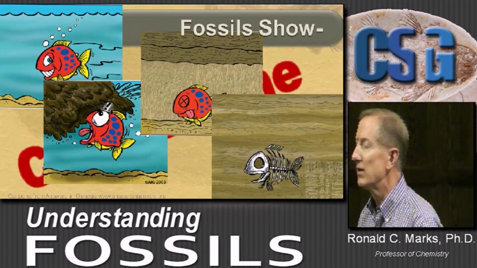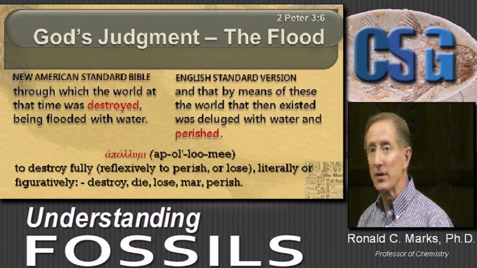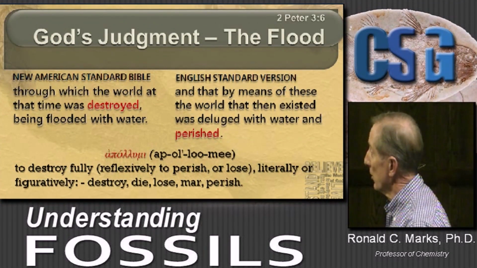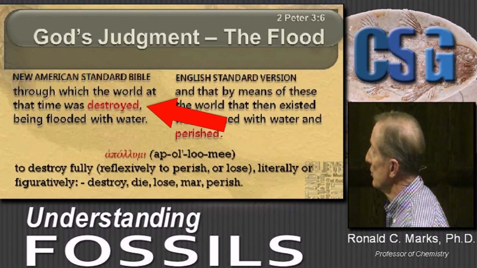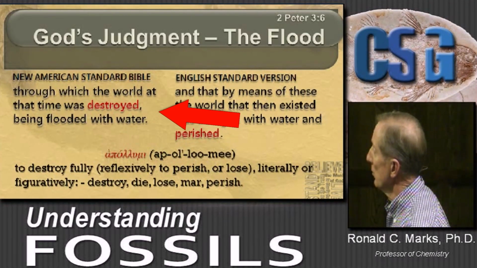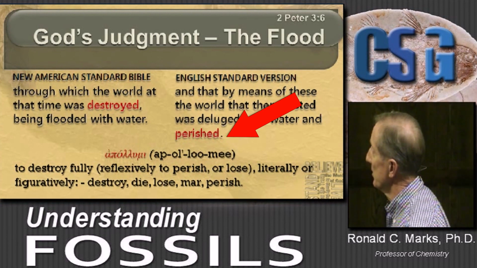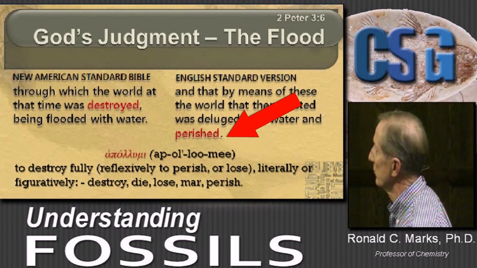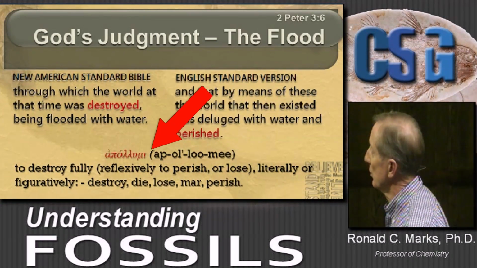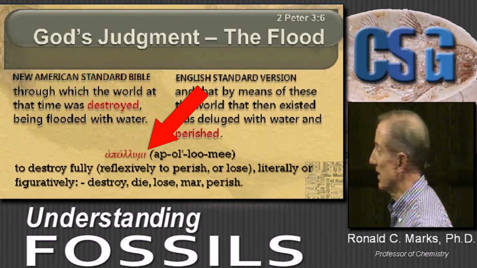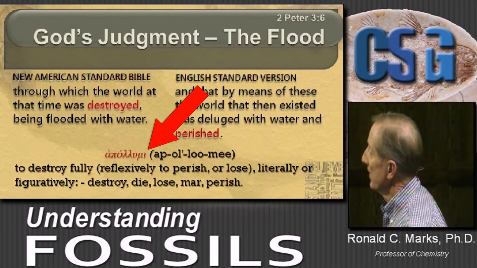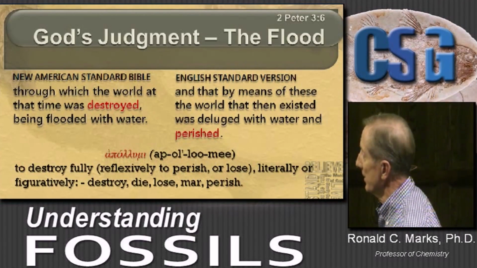Well, it's very clear from the revelation of the Creator himself. We are told that the world that then existed, Peter, in writing his second letter, says that that world was destroyed. If you use the New American Standard, or the English Standard Version uses this word perish. Now, both of those words are translating this Greek word. I'm not going to try to pronounce it for you. I'll let you phoneticize that one out. But it means this: to destroy fully.